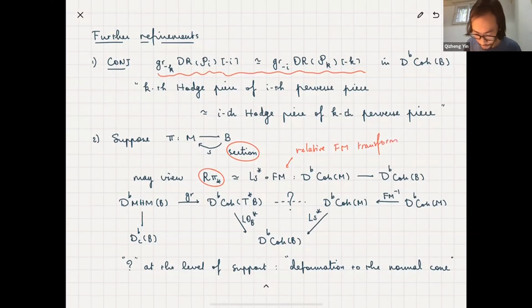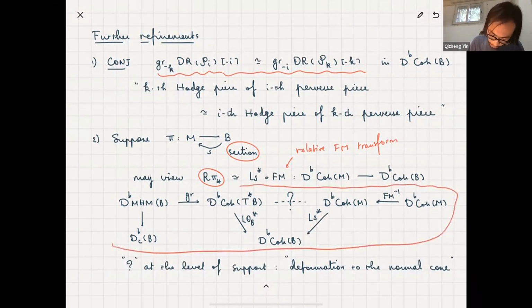It's not known in general, but in some cases, one can construct such a relative Fourier-Mukai transform. Then the derived push forward is the same as doing this Fourier-Mukai transform and then pulling back via the zero section. So this is how you rewrite the derived push forward. Then once you have this, I can draw this big diagram.